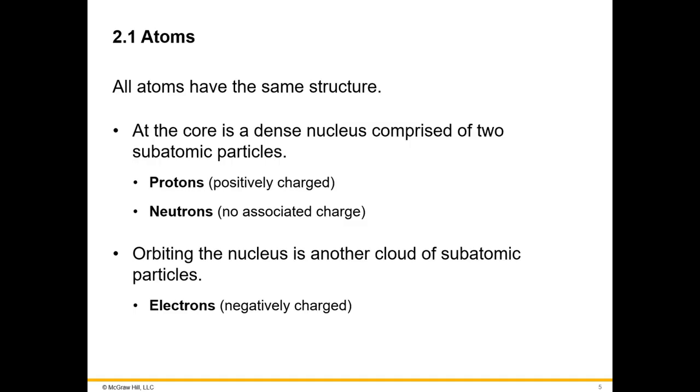All atoms have the same basic structure. They're all composed of protons, neutrons, and electrons. The core of an atom is what we call the nucleus, and that is made up of two subatomic particles called protons, which are positively charged, and neutrons, which have no charge at all. So you could think neutrons, neutral, no charge. Also, surrounding the nucleus, we have subatomic particles called electrons, and these are the negatively charged components of our atoms.